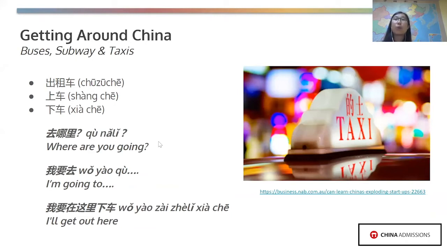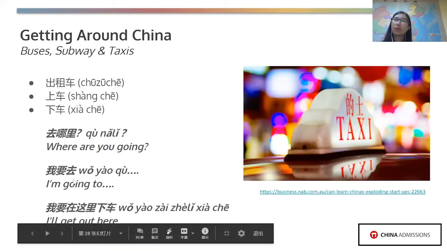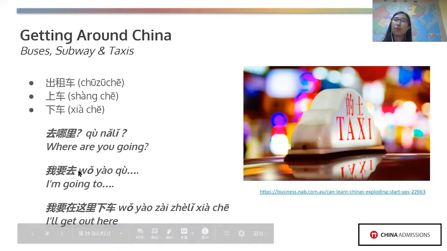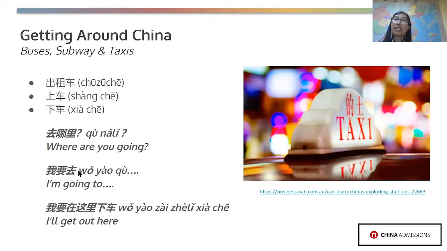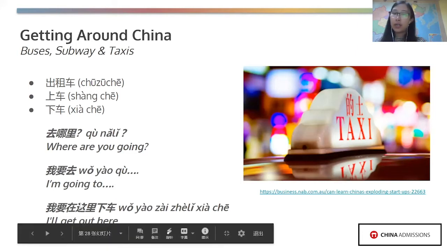But you need to tell them where you want to go, right? If the driver asks you, 去哪里? Where are you going? 去哪里? You need to answer, 我要去. I'm going to. 我要去, and then your destination's name. Like, 我要去兵马俑, the Terracotta Warriors. 我要去兵马俑.